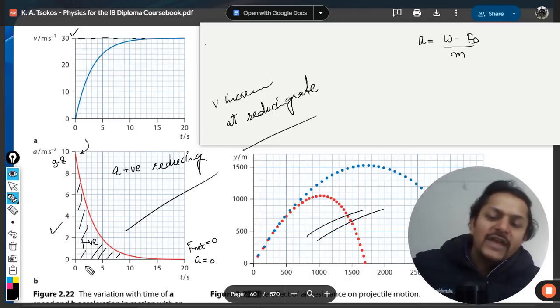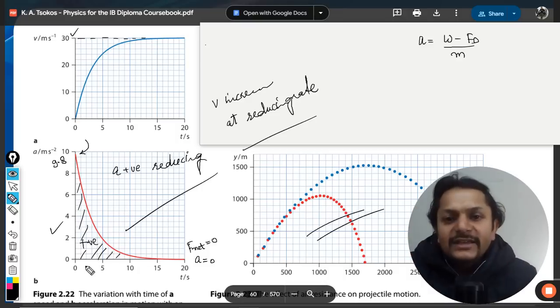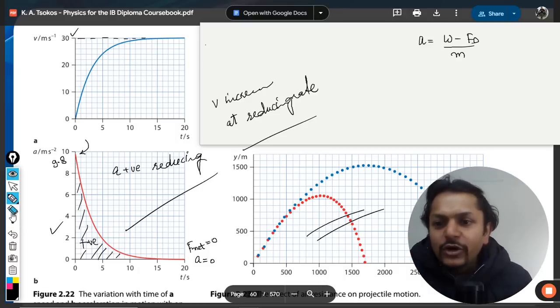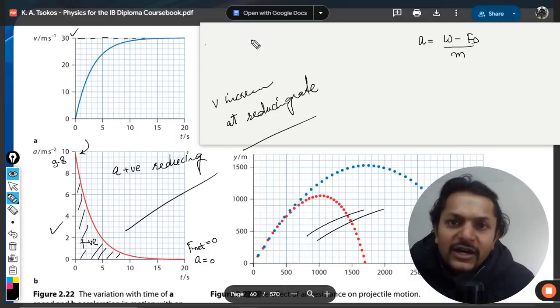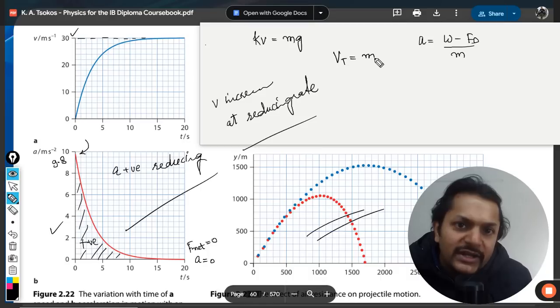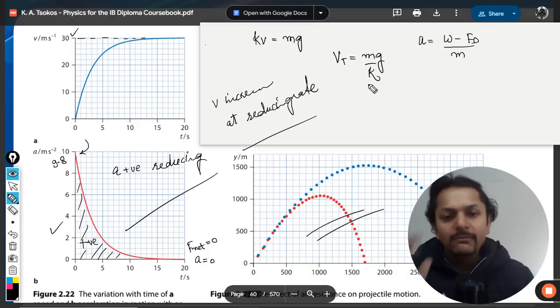This is not of that importance. So this is what is the drag force, and accordingly we can find the terminal velocity. I repeat, kv is equal to mg. So vt can be written as mg divided by k.